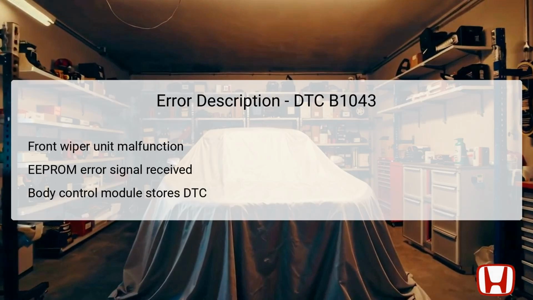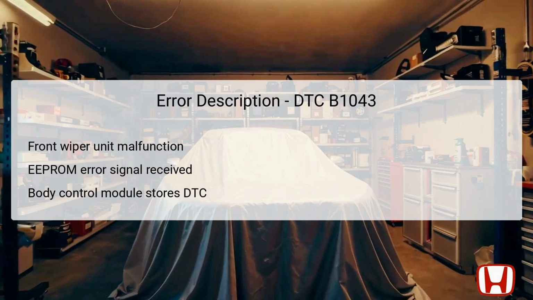The DTC B1043 specifically points to a malfunction within the front wiper unit associated with an EEPROM error. The front wiper unit, which consists of a motor and control module, is positioned behind the windshield area where it is responsible for the operation of the wipers. The wiper control unit is designed to manage the on and off functions, as well as the speed settings of the wipers. When the body control module receives an EEPROM error signal from this unit, it indicates an internal malfunction that affects data storage and functionalities.